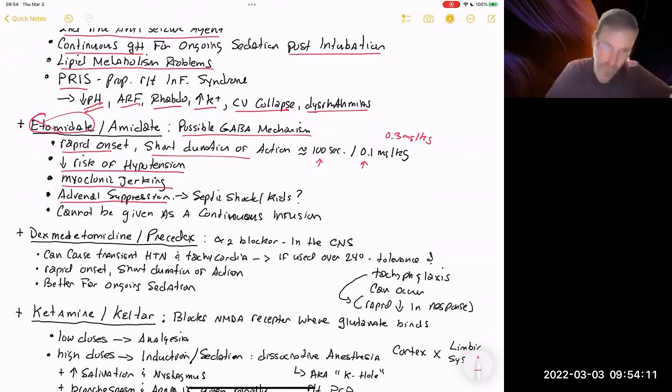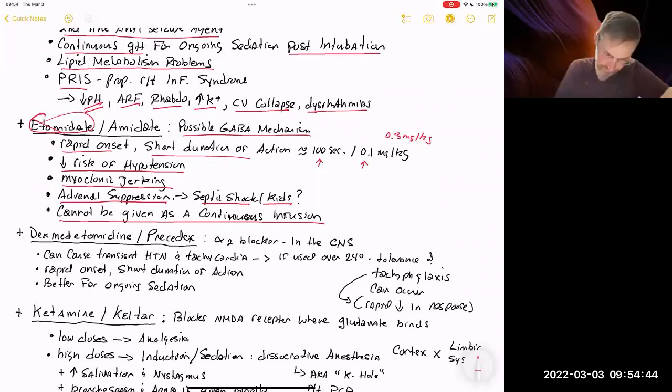This may be harmful or problematic in people who have underlying adrenal issues, like septic shock patients, children, and patients with underlying adrenal suppression, right? Etomidate may not be a good agent for them. And etomidate cannot be given as a continuous infusion. So typically, it's a one-time bolus, and that's that. So unlike propofol, you cannot use it as a continuous infusion.